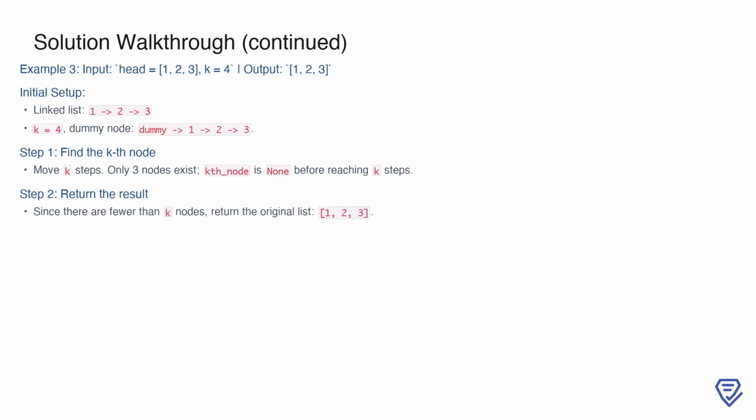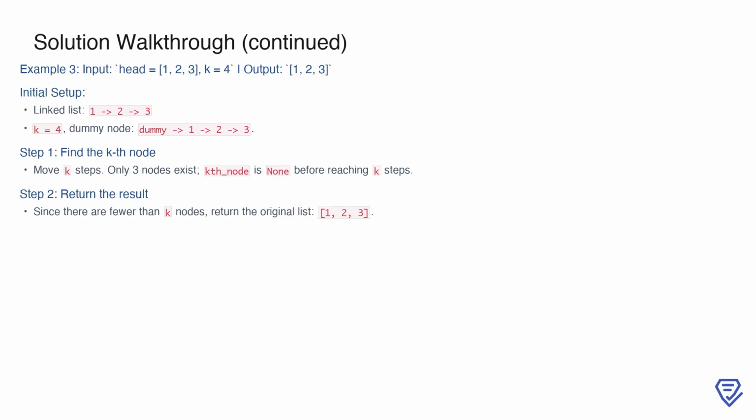Since the total number of nodes in the list is less than k, no groups can be formed for reversal. As usual, a dummy node is added, making the list dummy-1-2-3. The algorithm begins by trying to locate the kth node, moving k equals 4 steps forward from the initial group_prev position. However, because there are only 3 nodes in the list, the traversal stops before reaching the kth node, and kth_node becomes none.